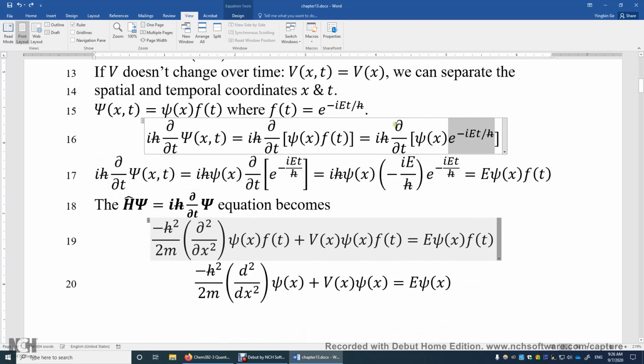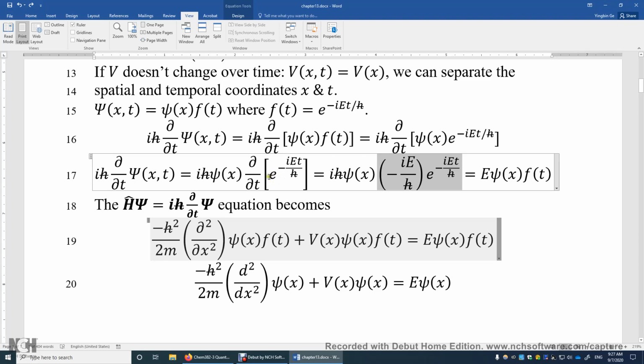And now we apply this delta over delta t operator to the wave function over here. Because this lowercase psi is independent of time, in this case, we treat this lowercase psi as a constant. We take this psi out of delta over delta t. We just need to evaluate the first derivative of this exponential function. It is this.